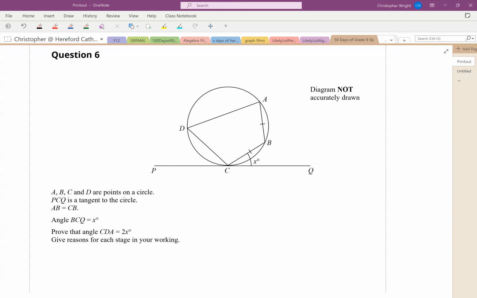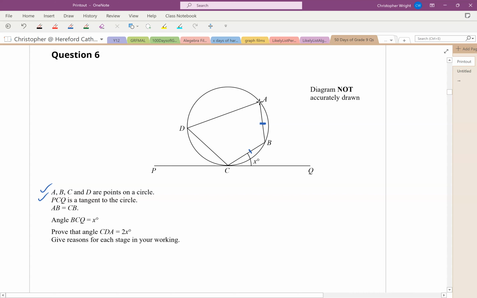Question 6. Now, looking at the diagram here, I think we're going to be dealing with circle theorems. We're told that A, B, C, and D are points on this circle. That's how it's drawn. We've got a tangent to the circle, and look at that, we've got AB equaling CB. So we've got the makings of an isosceles triangle there, haven't we?